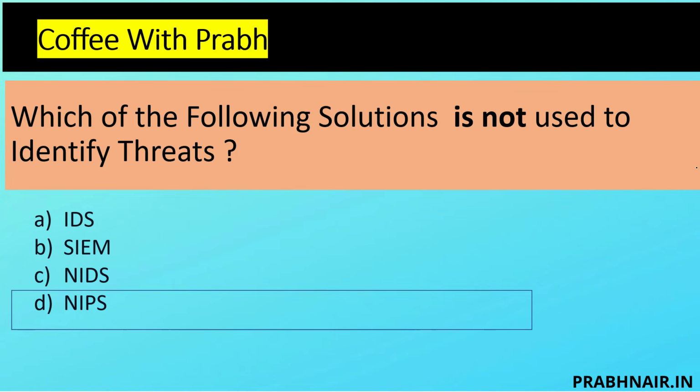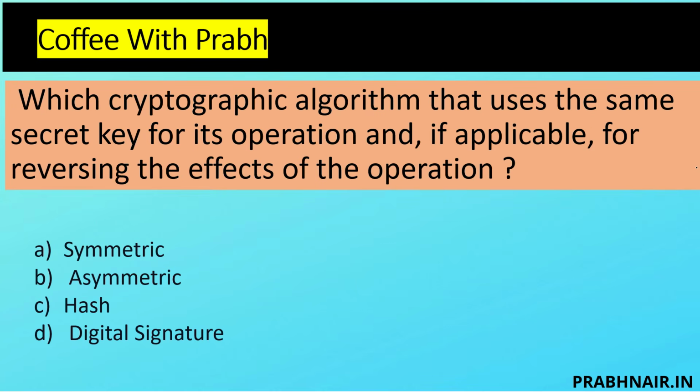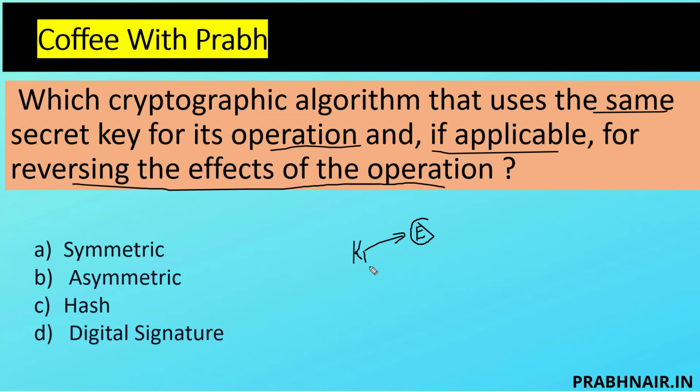Okay. Next question. Which cryptography algorithm uses the same secret key for its operation and, if applicable, for reversing the effect of the operation? They use the same key to encrypt and decrypt the data. Option A, symmetric, makes sense because a symmetric key uses the same key to encrypt and decrypt the data.